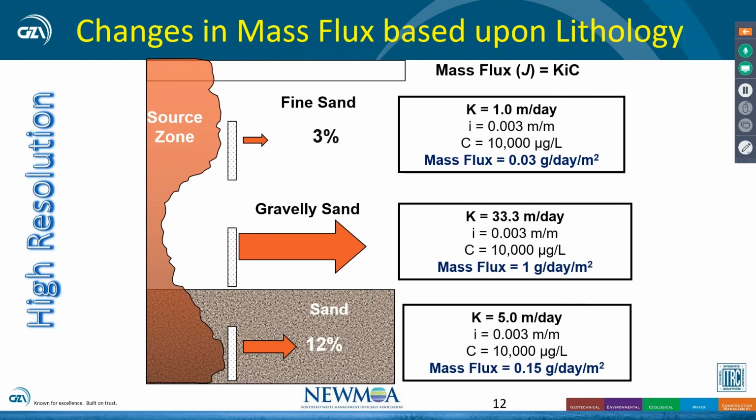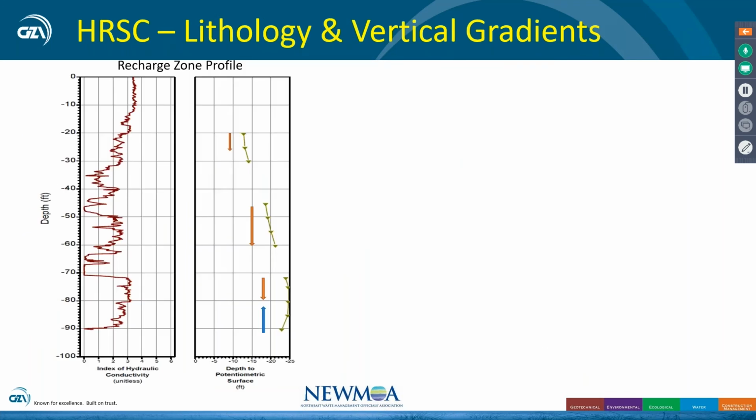Then looking at another ITRC document, we can see that concentrations can all be the same and our gradients equal, but when our conductivity changes, you can see that the mass flux significantly changes, and therefore identifying where the greatest mass is matters in order to figure out how we're going to treat those particular zones. So what we did is a lot of high resolution site characterization.